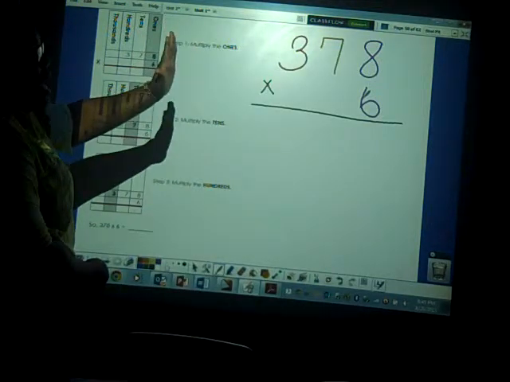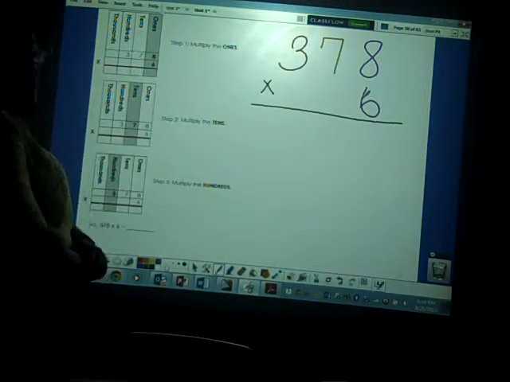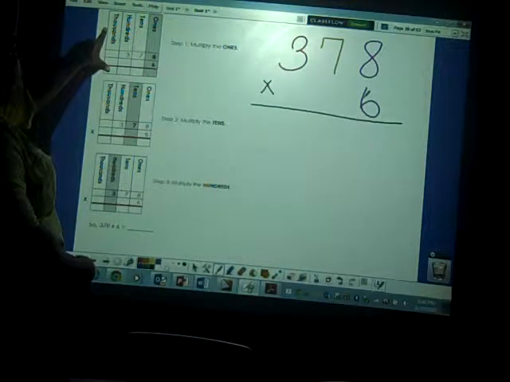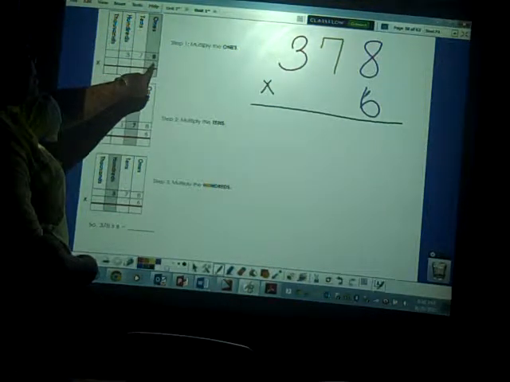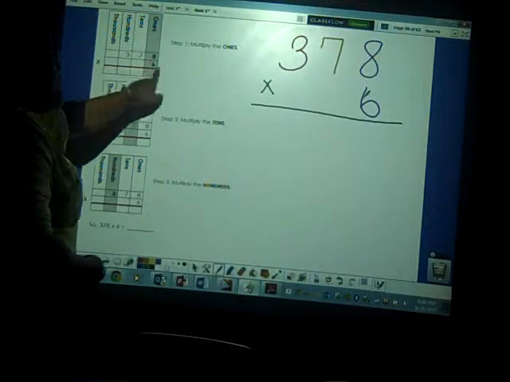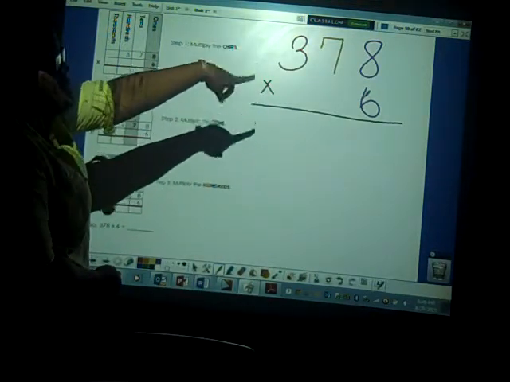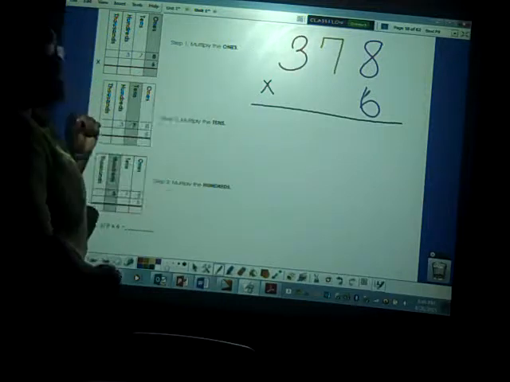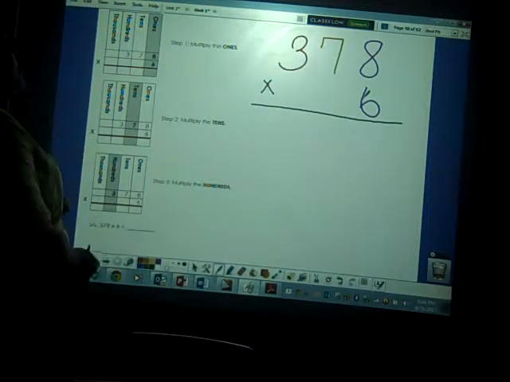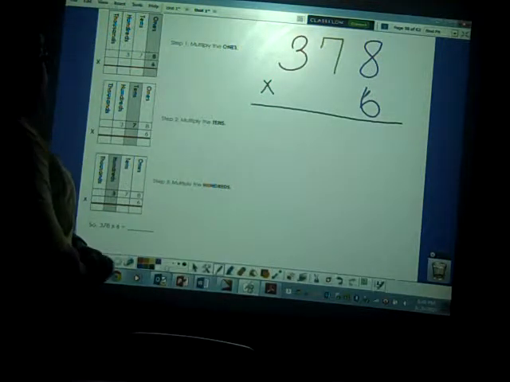I lined up my numbers by place value. As you can see in our place value chart, the 8 and the 6 are both in the ones place. That is why I changed that black 6 to a purple 6, because the 6 is in the ones place and the 8 is also in the ones place. Now we're going to multiply.